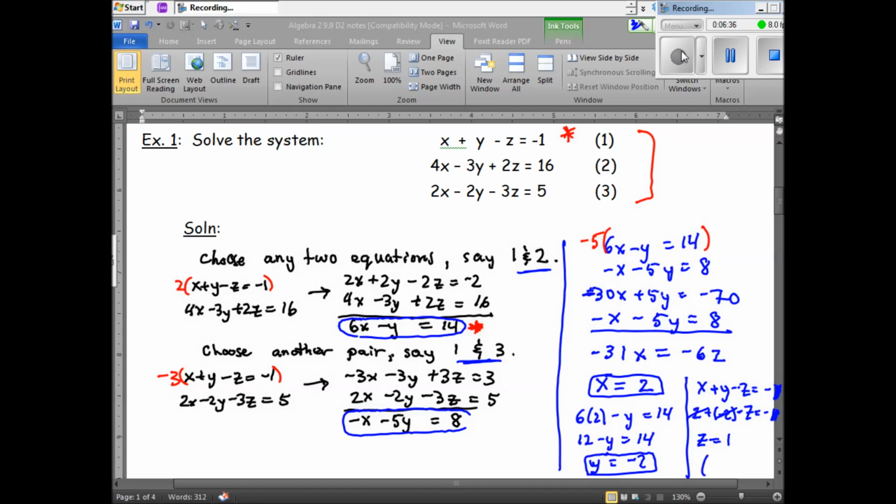Okay, our final answer should fit nicely right in the corner here. 2, negative 2, 1. Our ordered triplet. And remember, this is a place where the three planes intersect in space. These are three planes. Okay, let's take a look at the next page.